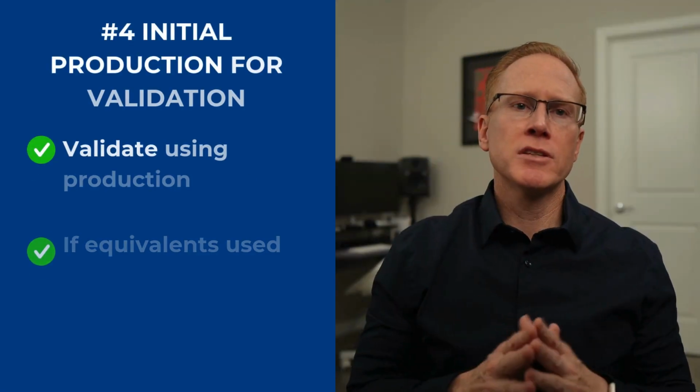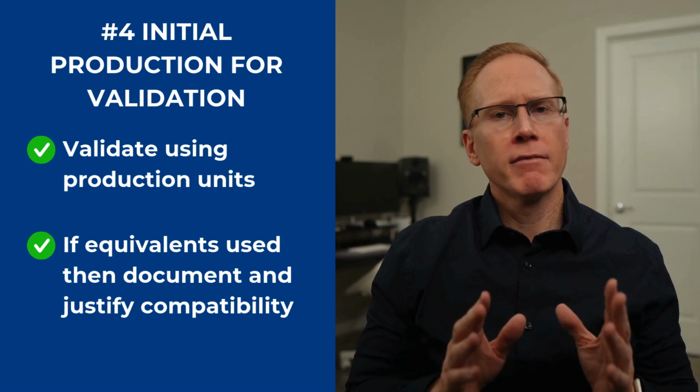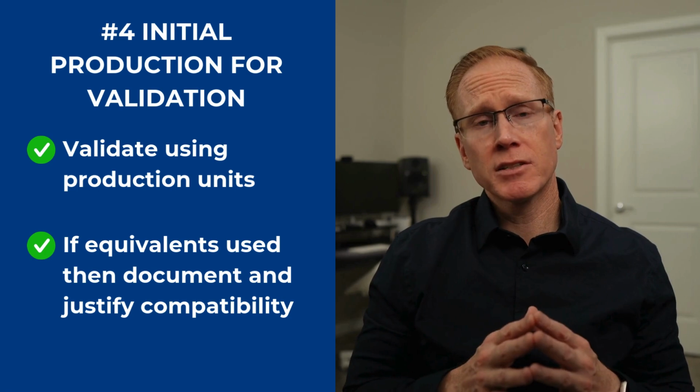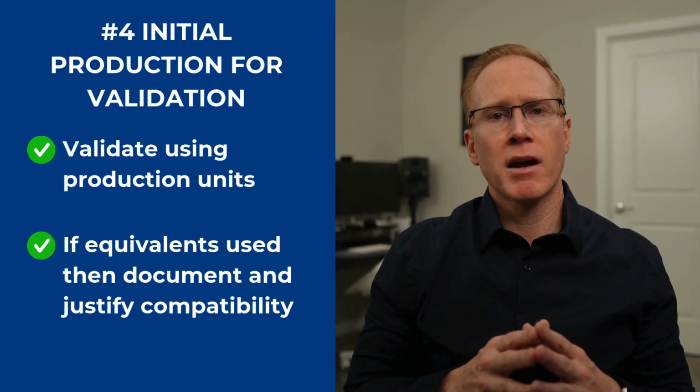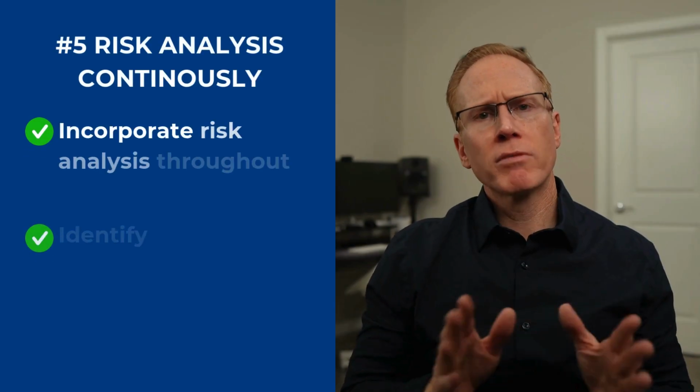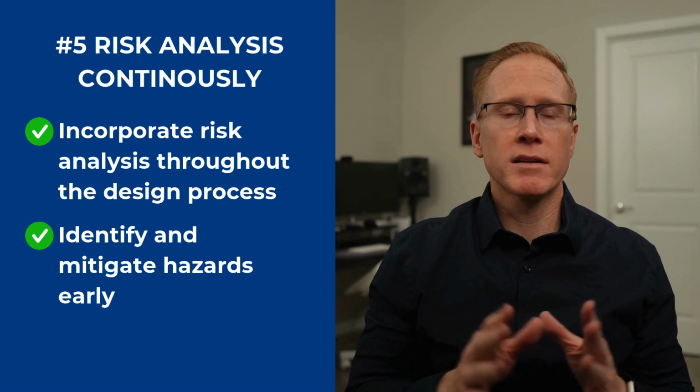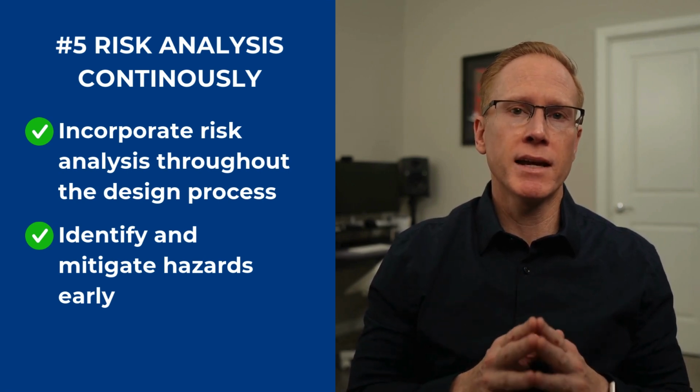Number 4, use initial production units for validation. Validate designs using production units or equivalents. If equivalents are used, document and justify their comparability. Number 5, perform risk analysis continuously. Incorporate risk analysis throughout the design process to identify and mitigate hazards early.